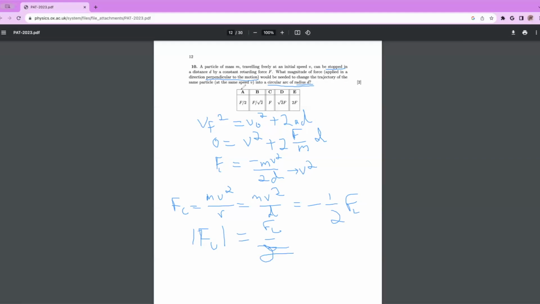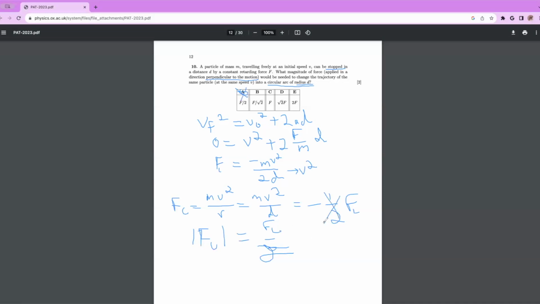So it'll be A, right? Yes, the F centripetal will be F linear over 2. Nope, that's not right. That is very much not right. I misread my own writing.